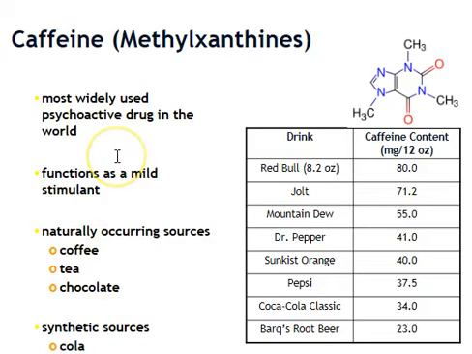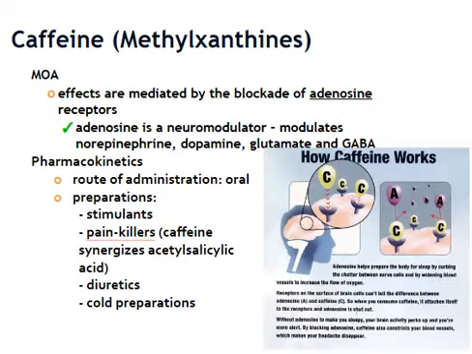But coffee, tea, chocolate, of course, all these drinks have varying amounts of caffeine, and some of the more popular sodas and other drinks are listed here with their approximate caffeine content. From a mechanistic standpoint, caffeine's effects are mediated by blockade of the adenosine receptors. And adenosine, remember, is a neuromodulator. It can modulate several neurotransmitters: norepinephrine, dopamine, glutamate, GABA, and so forth.